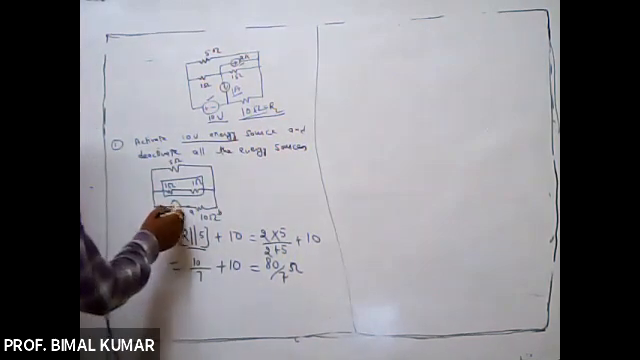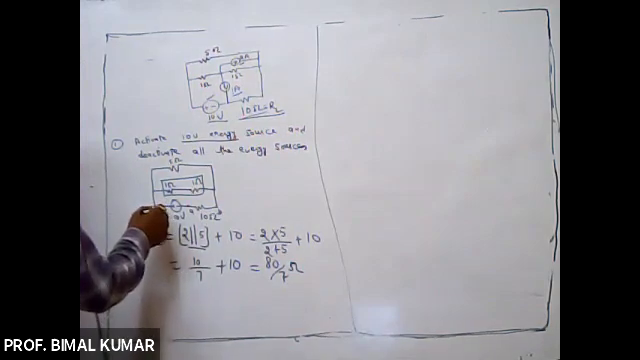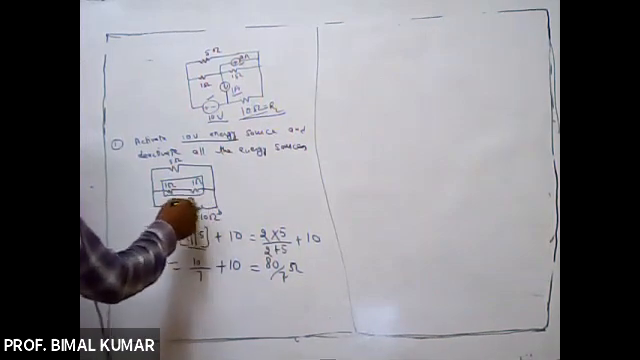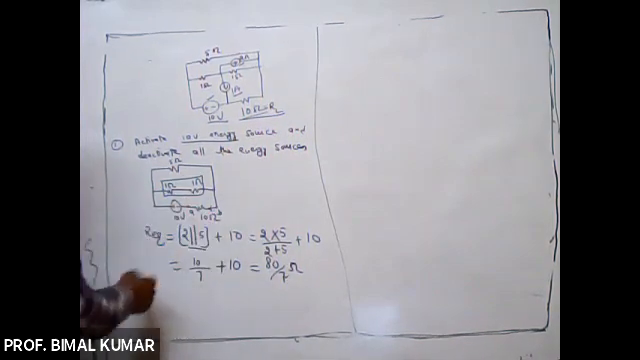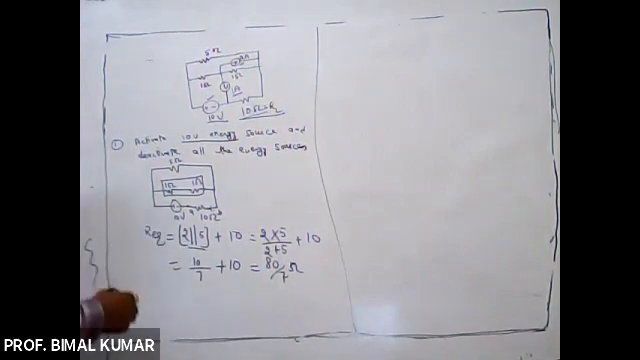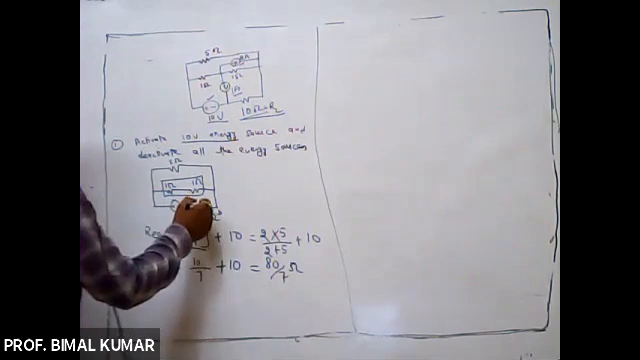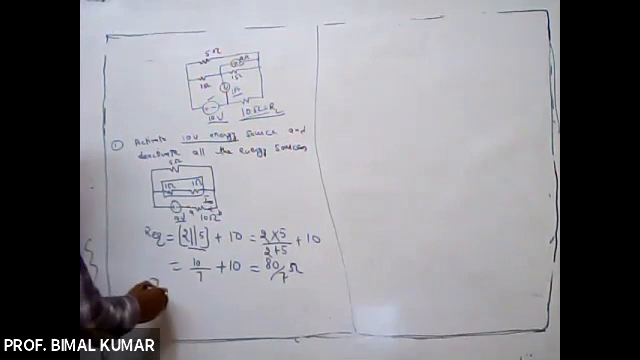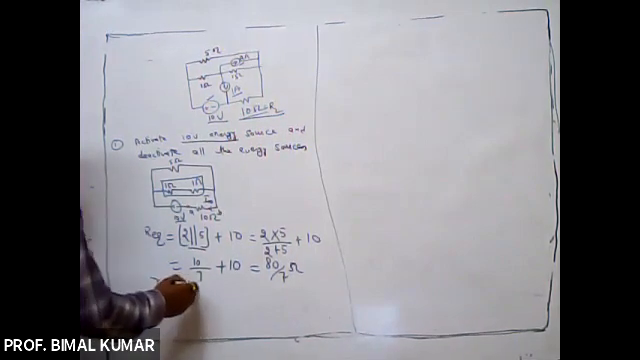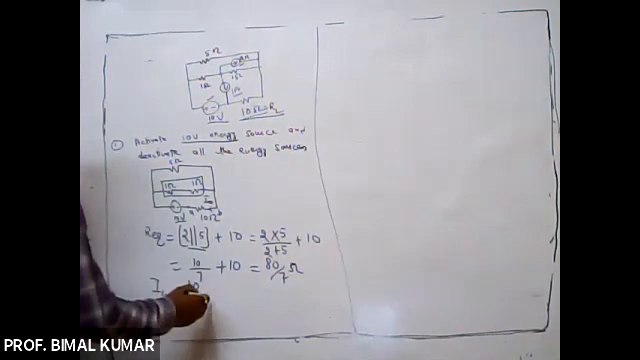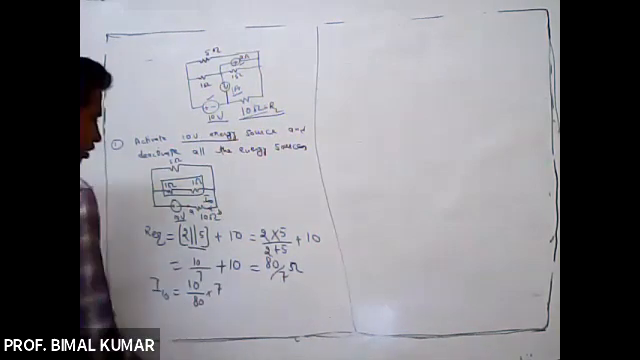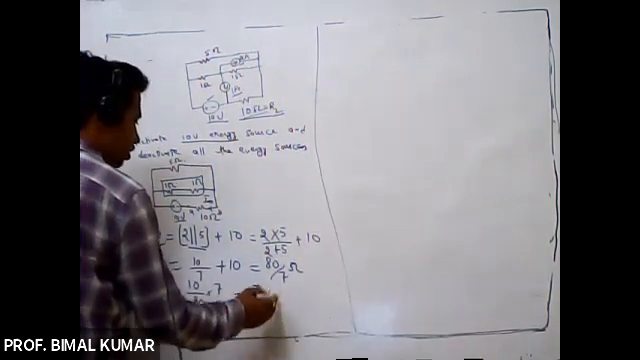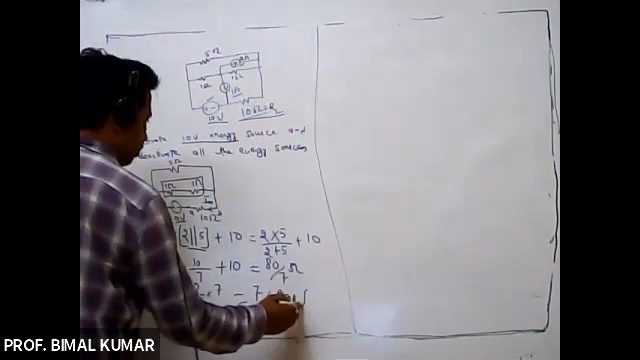Whatever the total current is, the positive terminal is on this side, so the current will follow the path from B to A. Because this is due to the 10 volt source, I am taking it as I10. So I10 is equal to V by R equivalent, that is 10 upon 80 by 7, which becomes 7 by 8 ampere, and the direction will be from B to A.